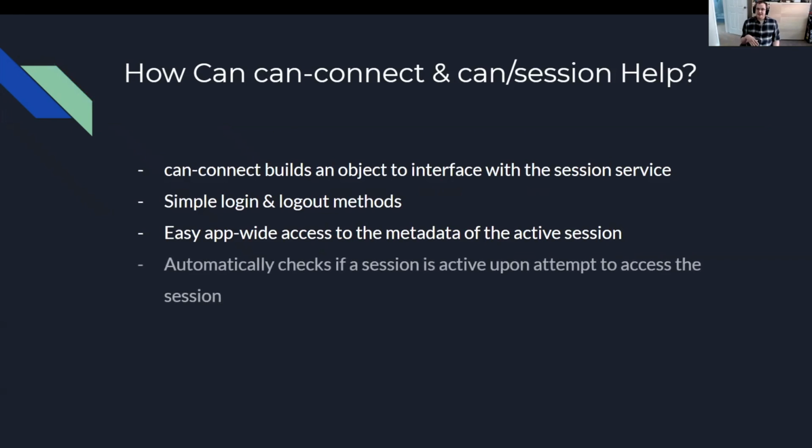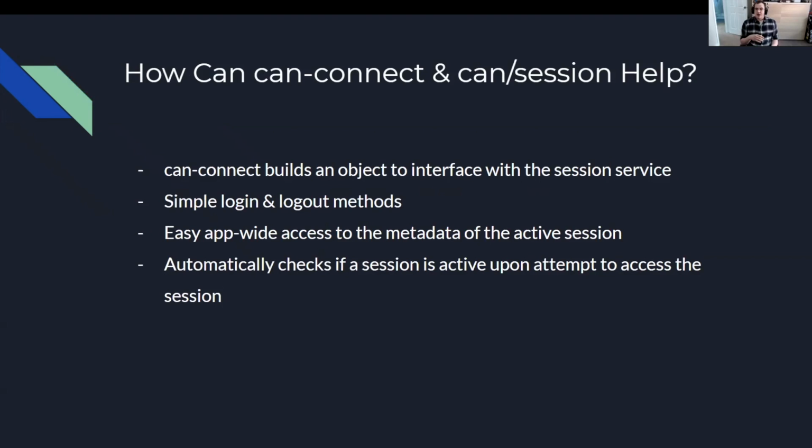The next thing that Can session helps with is checking if there is an ongoing session. If the app hasn't already confirmed that there's an active session, wherever the code tries to access the session, it's going to trigger a request to see if the session is active. Even if multiple parts of the code depend on the session, Can session will make it so that only a single request is made to confirm that there is an active session. This is typically done when your application starts up.